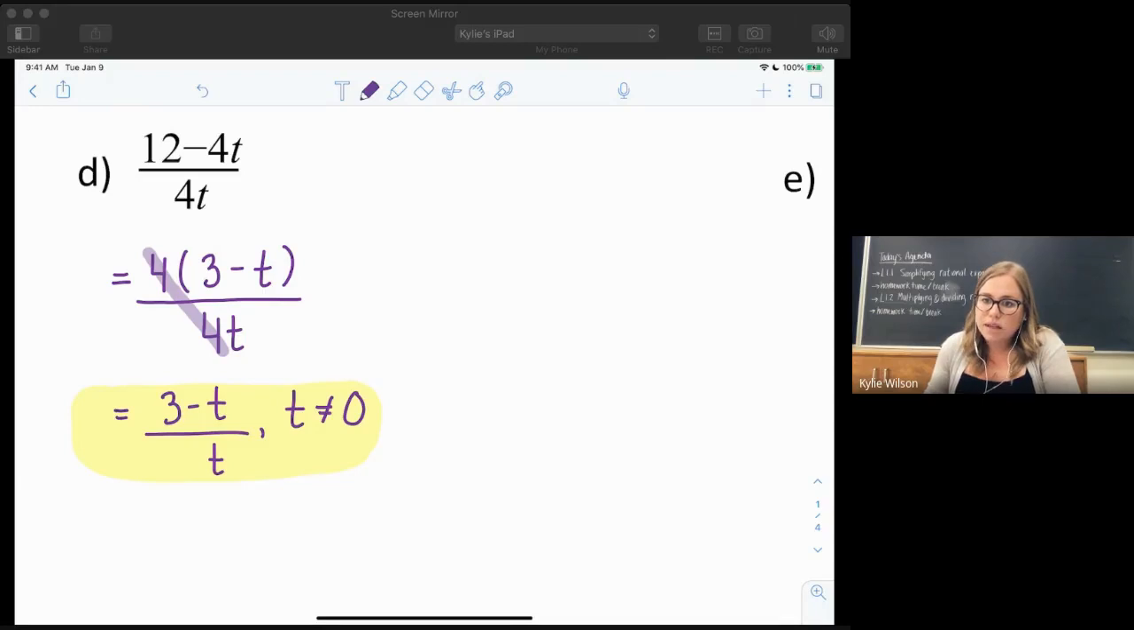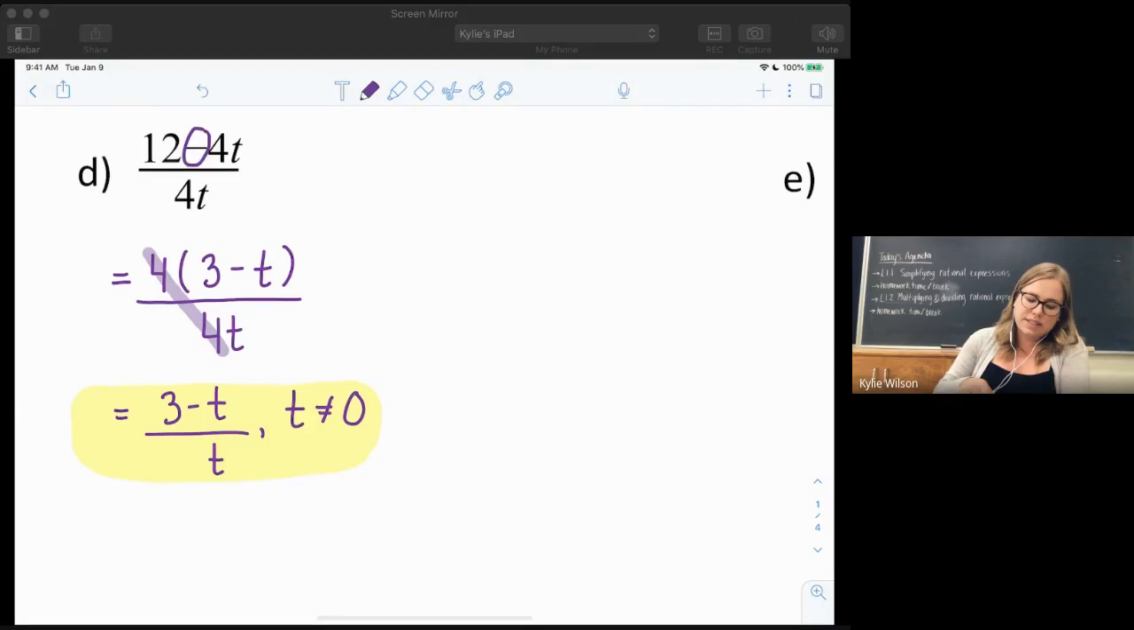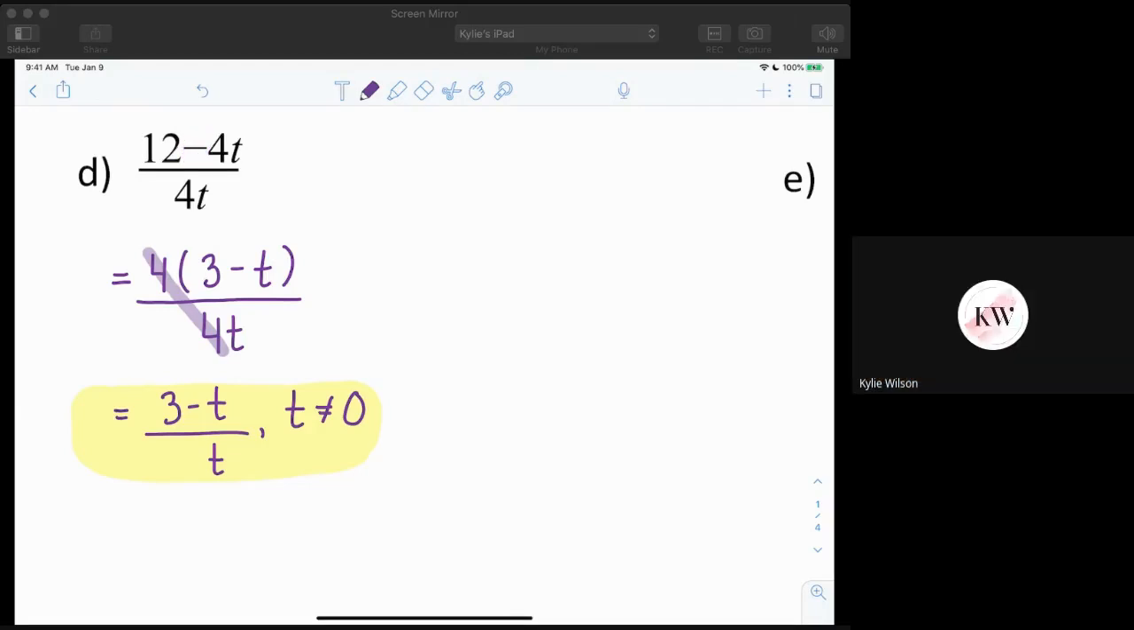So Jasmine asks, how do I know when to do my exponent laws in C versus factoring like this? The difference is this negative right here. If there are multiple terms that are added or subtracted together, that means we have to factor.